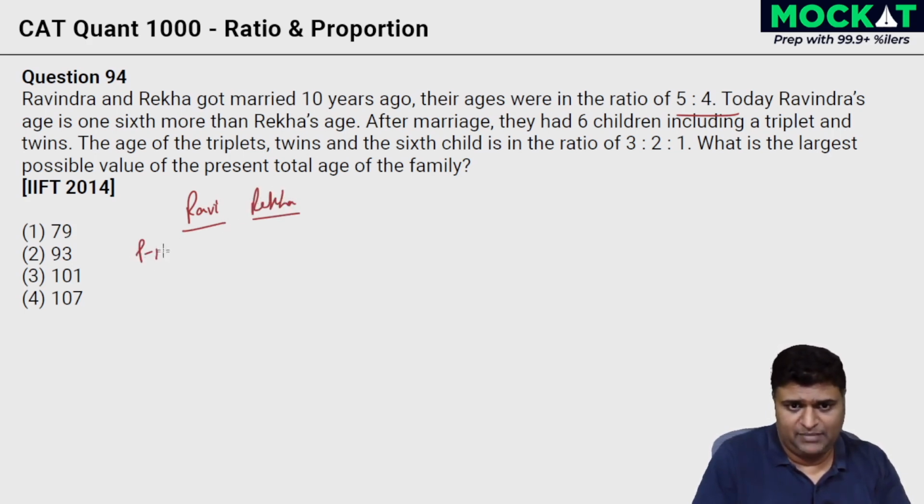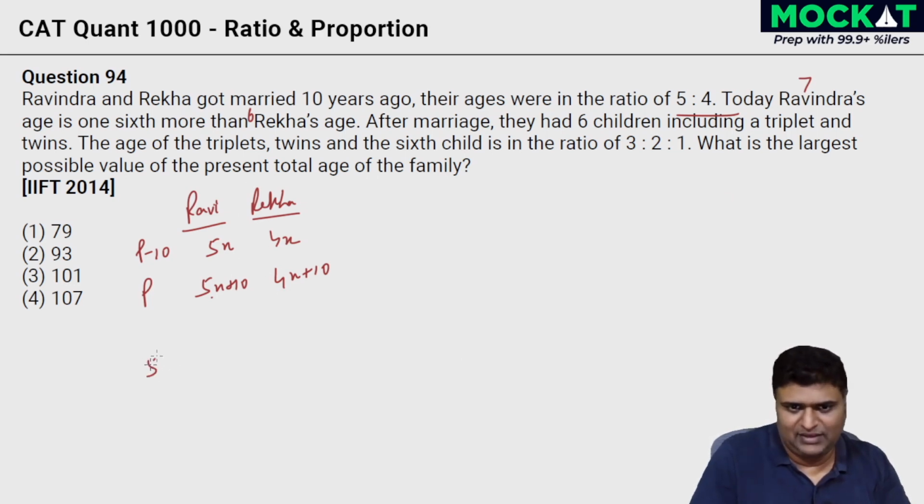5:4, that is P minus 10. So 5x, 4x. Present is going to be 5x plus 10 and 4x plus 10. Now their present age of Ravi is 1/6 more. If Rekha's is 6 parts, Ravi 1/6 more is 7 parts. So the ratio Ravi to Rekha is going to be 7:6, 7 by 6.